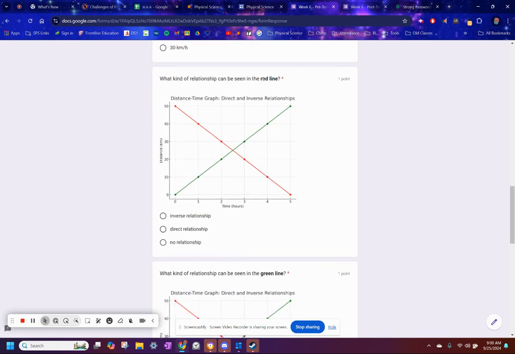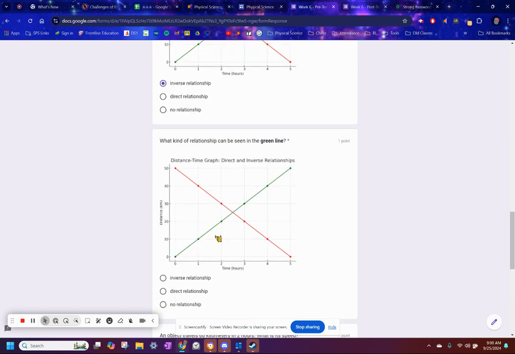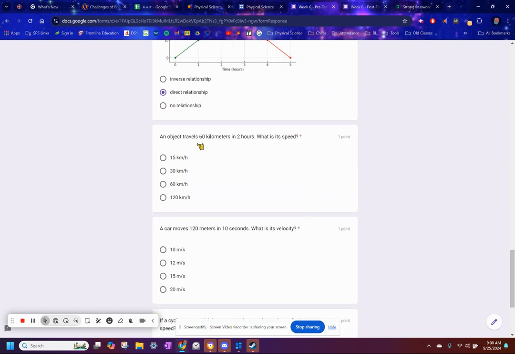What kind of relationship can be seen by the red line? Red line, it's going down. We call that an inverse relationship. Down is inverse. Green line, it's going up. Now that's a direct relationship because 1, 2, 3, 4, 5, 10, 20, 30, 40, 50, they increase.